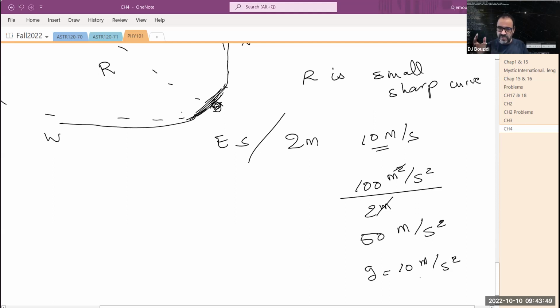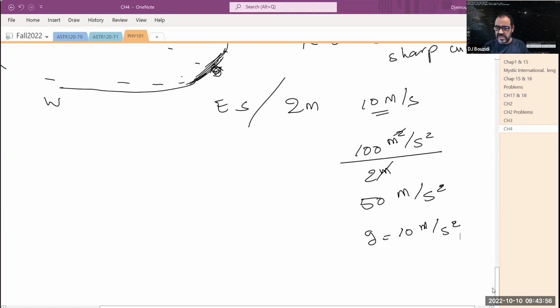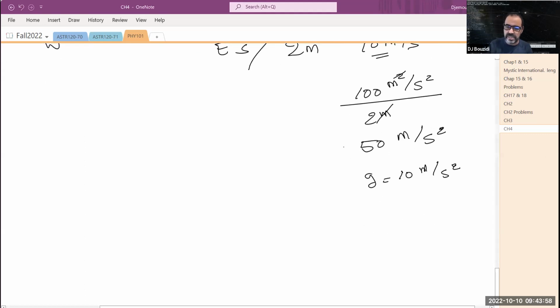That's the G force. That's the one that if you drop an object, it's going to fall with. So this is 5 Gs. 5 times 10 is 50. So this is really a 5G acceleration. It's a lot of acceleration.